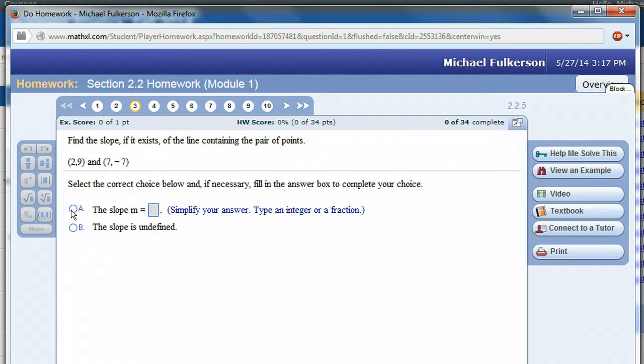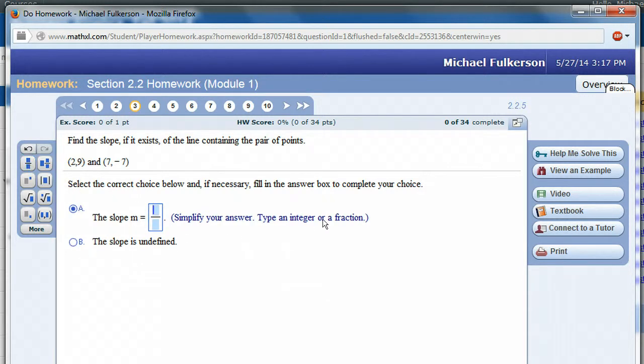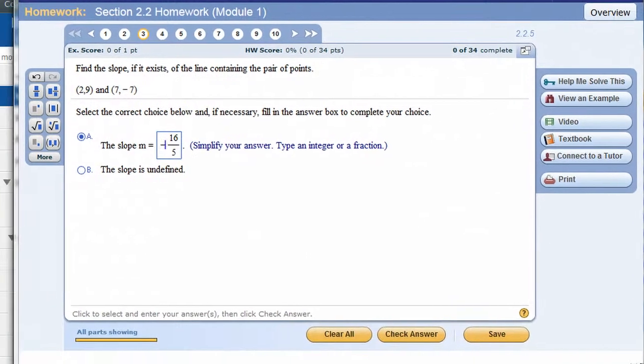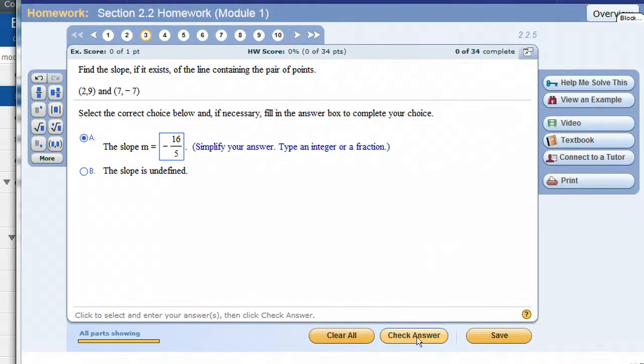Now first of all, it says select the correct choice below, and if necessary fill in the answer box to complete your choice. So notice one of the answers is slope is undefined. That would be if you have a vertical line, the slope is undefined. But the slope is defined. In fact, it's like I said, 16 over -5. So how do I type in that fraction? Well, over here on the left, you see this, it looks like a fraction. So click on there. We have 16 over -5. Now you could either put the -5 out there, you could put the minus out front, but you would go down to the bottom of the page here and click check your answer.